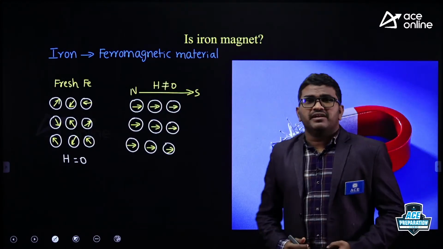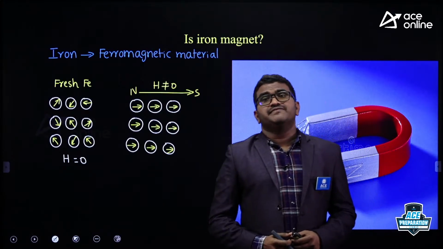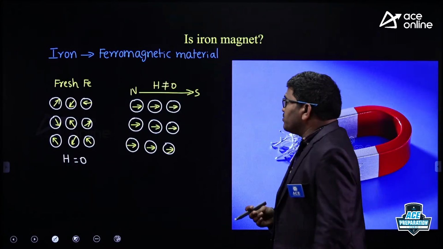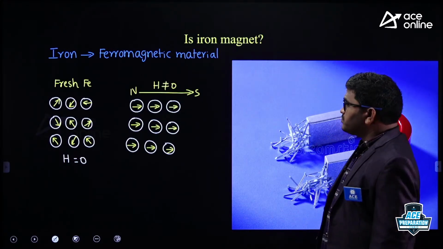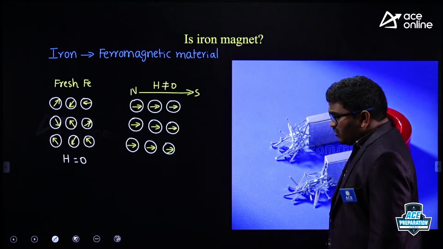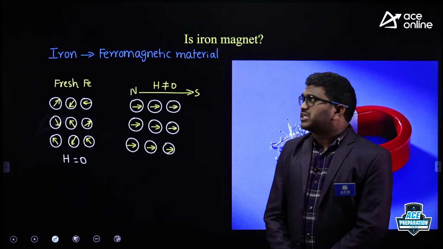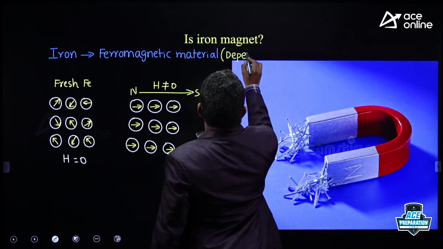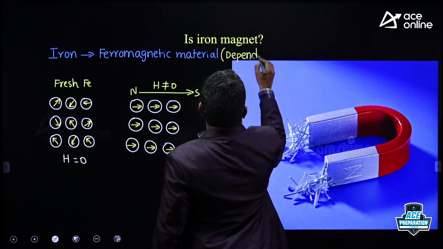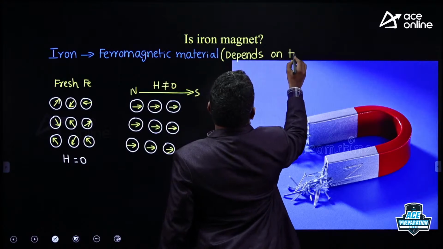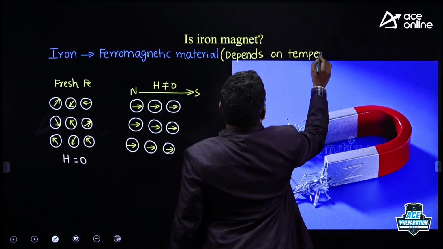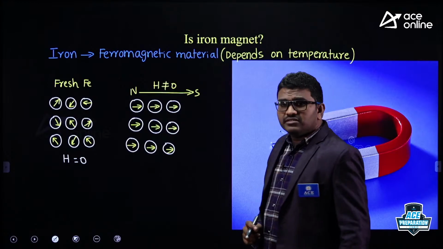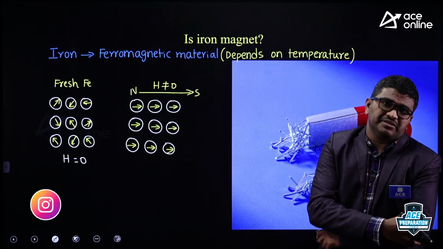That's why we use this iron metal in electronic components like the transformer core. Understand clearly, we use it in the transformer core because it's a very good ferromagnetic material. But one important thing you should remember is that a ferromagnetic material depends on temperature. Now listen, with increasing temperature, the intensity of magnetization is decreasing.